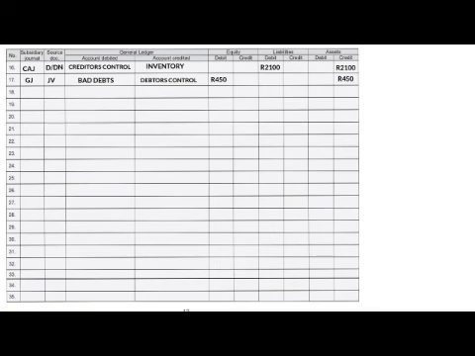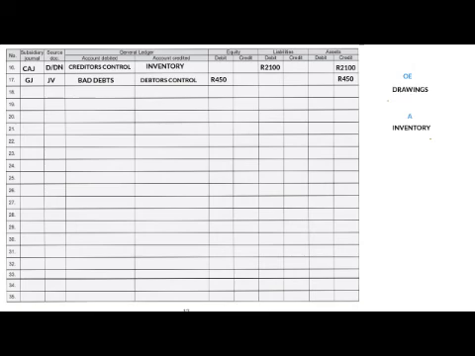Number 18. The owner took inventory to the value of 3,510 Rand for personal use. First of all, when the owner takes something for personal use, we call this drawings. So our two ledger accounts will be drawings and inventory. Let's classify both accounts. Drawings we know is an owner's equity, inventory is an asset. Drawings will have a negative effect on owner's equity, and inventory will also have a negative effect on assets because we are taking stock for personal use, so our inventory levels will decrease.